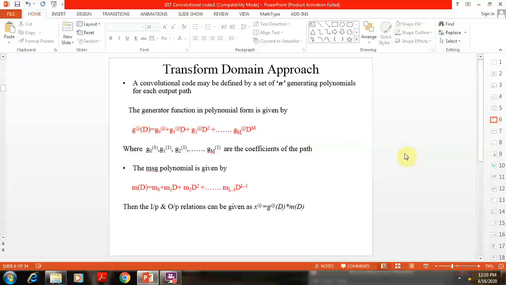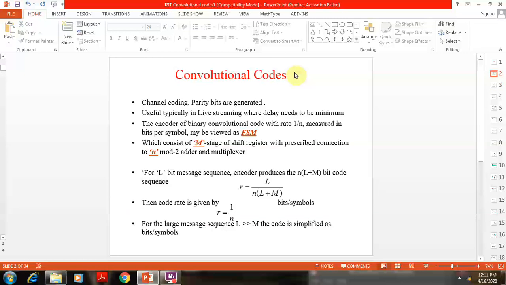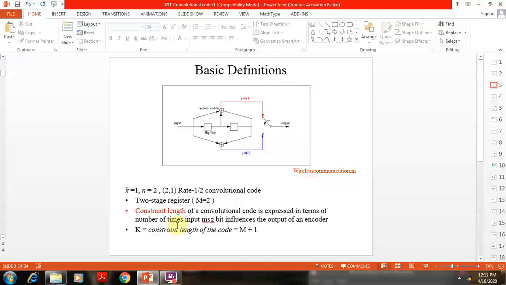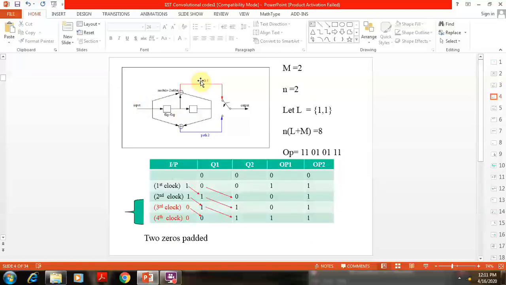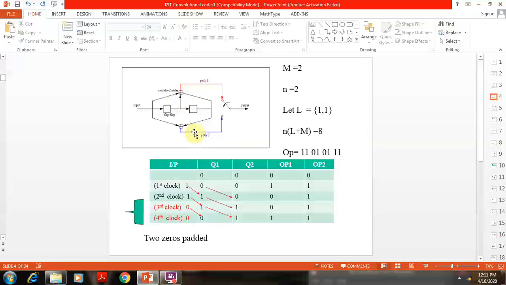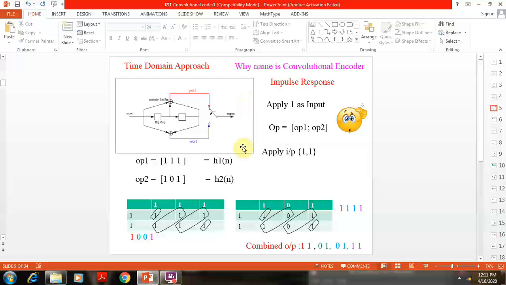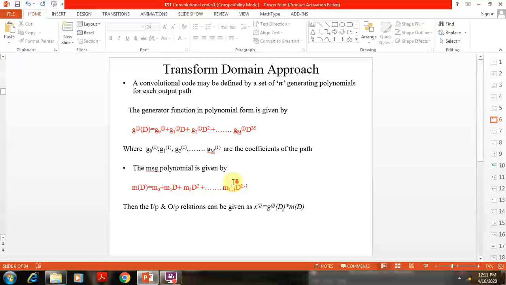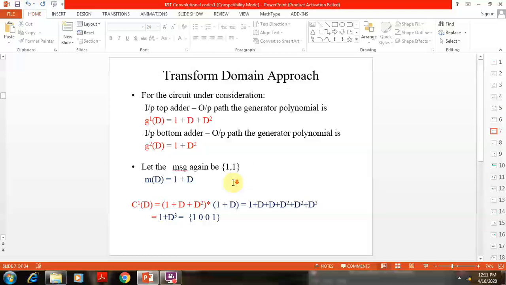So far we have discussed the need of the convolutional encoder, how I get the code rate of the convolutional encoder, the meaning of constraint length, and how many zeros we pad when we analyze the convolutional encoder, which is m, constraint length minus 1. Then we saw the approach of the circuit. We have also discussed the time domain approach, which is the convolution approach, where we discussed why the name is convolutional encoder, and we saw another approach, which is the transform domain approach, right?